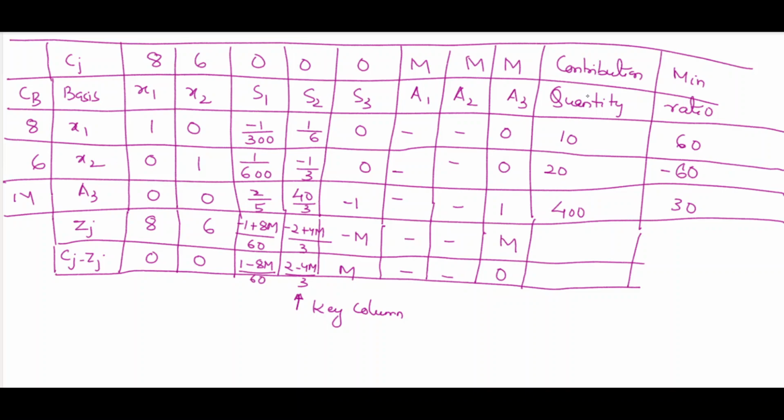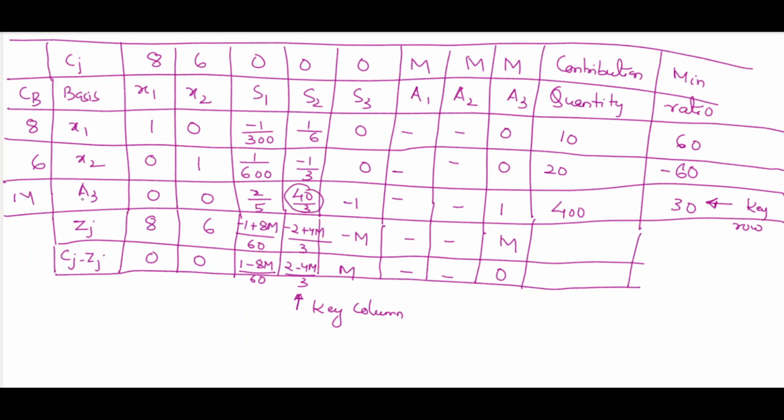So what is the minimum ratio? The minimum ratio is 30, so this is your key row. In maximization and minimization problems, first we determine the key column, then we determine the key row by computing the minimum ratio, and now we will determine the intersection element. What is the intersection element? It is 40 by 3.